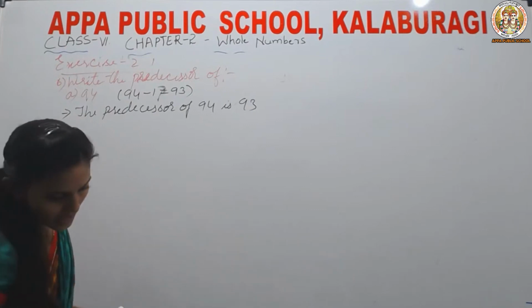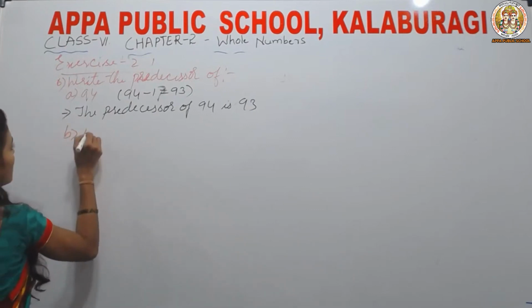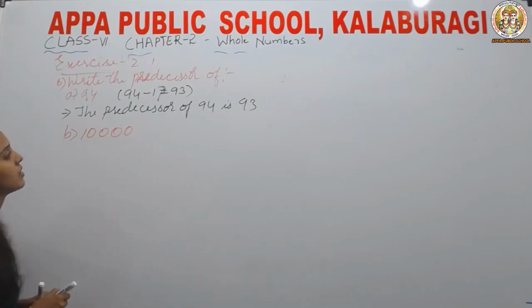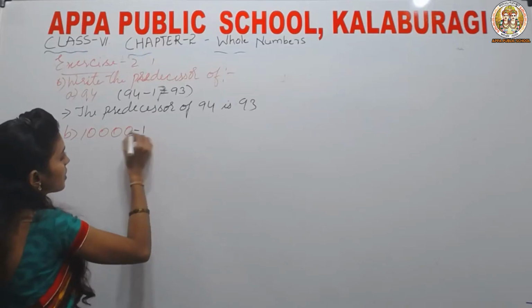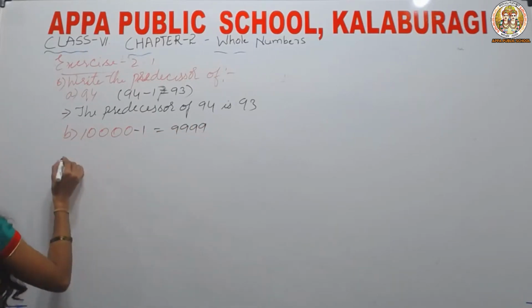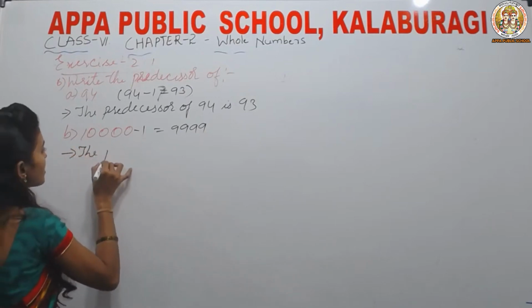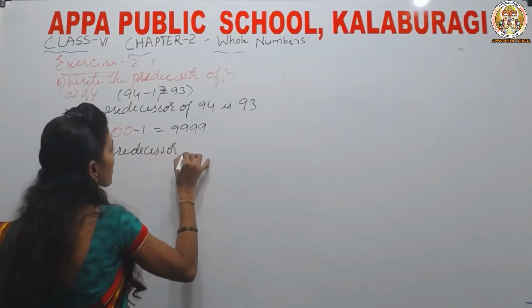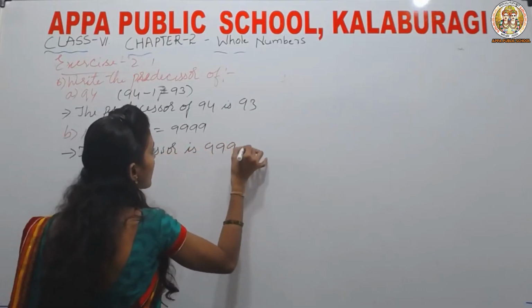Next number is 10,000. Subtract 1. You will get 9,999. Right? So therefore, the predecessor is 9,999.